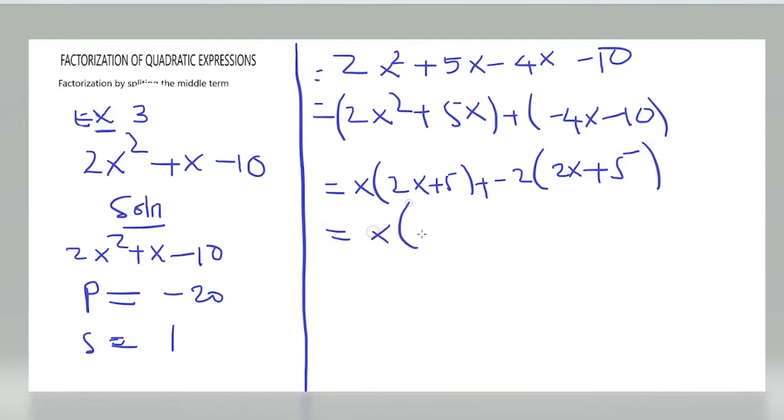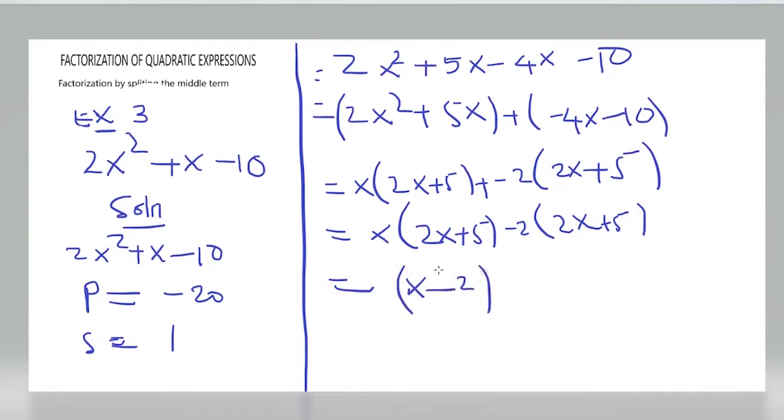Okay, by copying, let us write properly. x times 2x plus 5. Then positive times negative is negative 2, then 2x plus 5. Then for this case, I'm going to have x minus 2 in a bracket, and then we have the common value, which is 2x plus 5. Then take one of them. Okay, that is the solution.